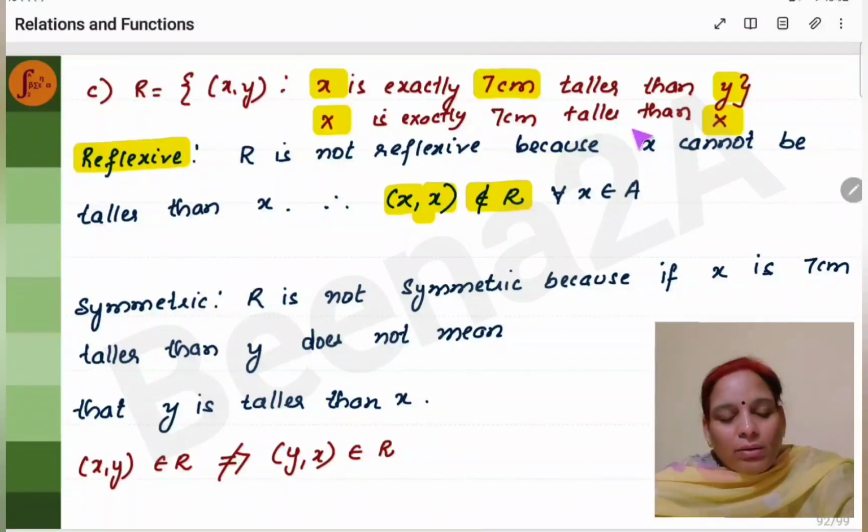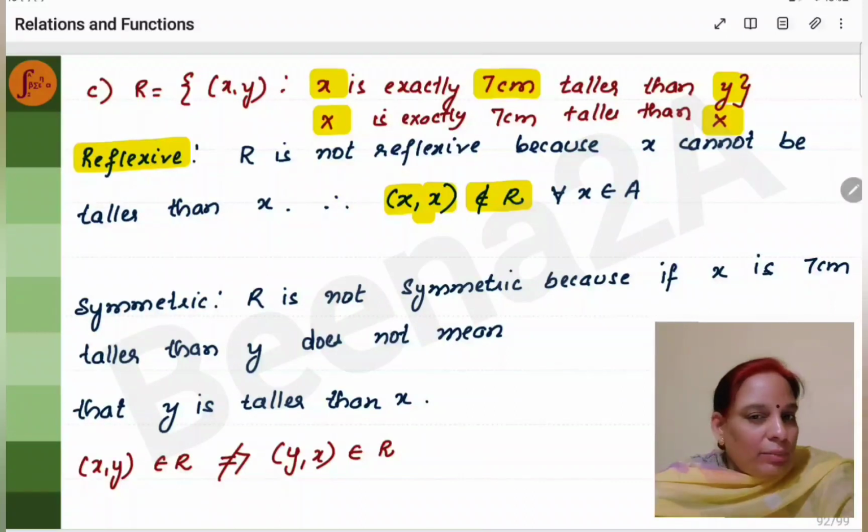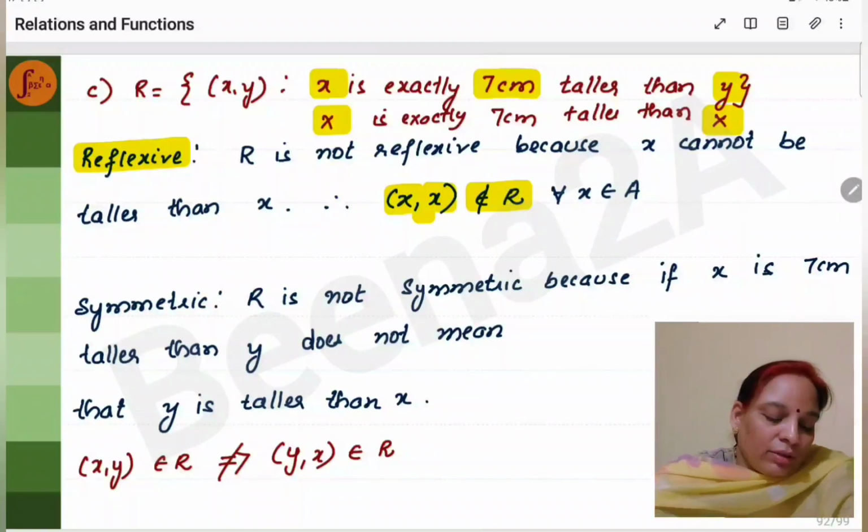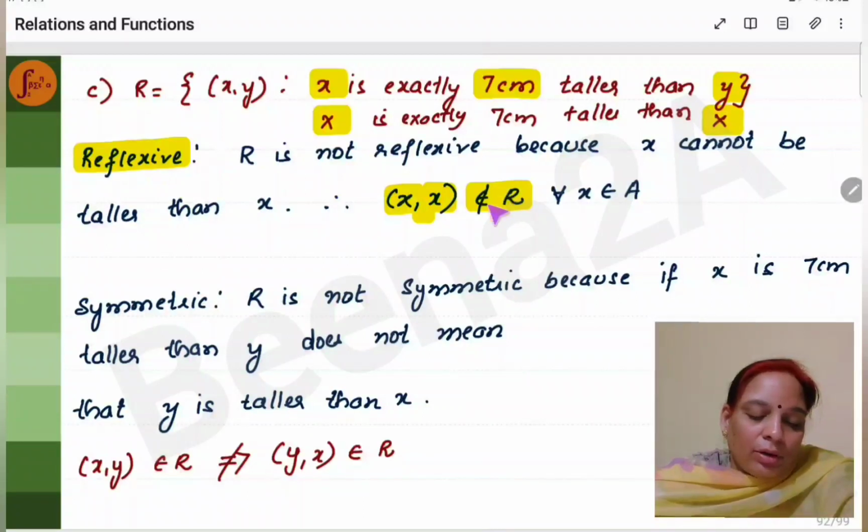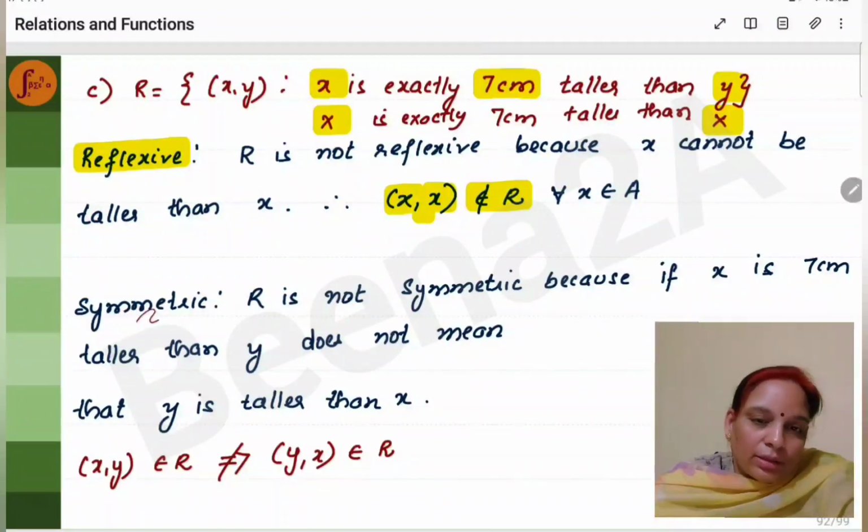Can I be taller to myself? No, right? I can't be taller to myself. Right? Therefore, this is not reflexive. Therefore, I am telling x comma x does not belong to R and therefore R is not reflexive. You can write it like this. Next, symmetric.